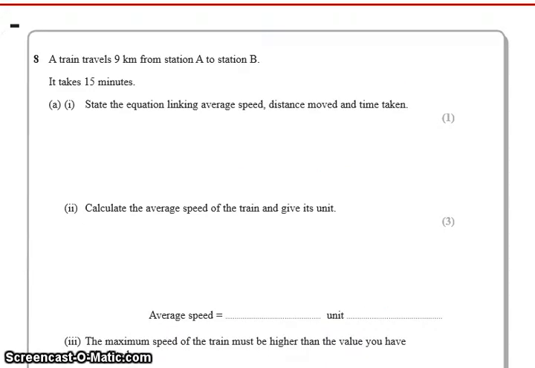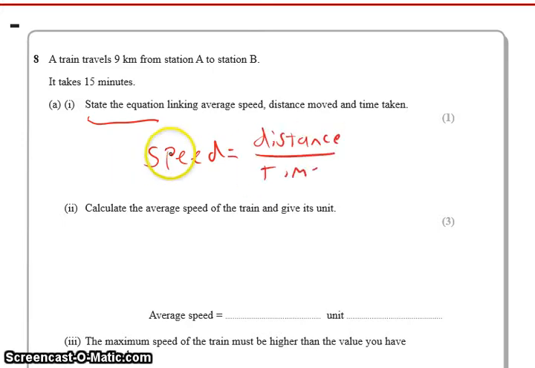Right, question 8. We've got a train travelling from station A to station B, and you're going to be working out the speed of the train. And the first thing is just to state the equation. So our equation is average speed is equal to distance moved divided by time taken. 1 mark for that. Then you've got to calculate the average speed and give its unit.